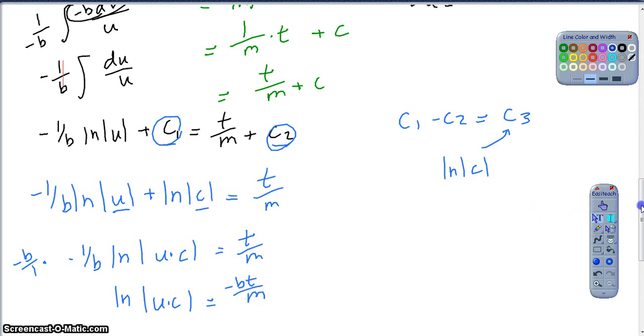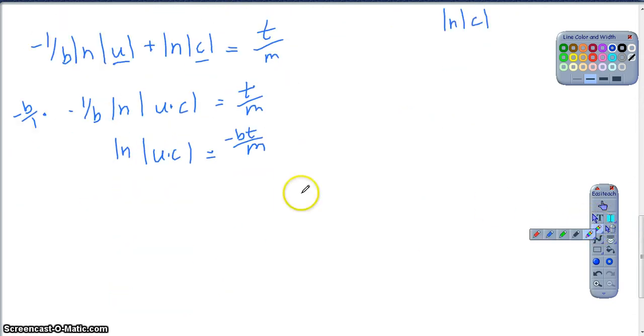And then because I want to actually solve this, again, I'll substitute my u back in just a moment, but to get rid of the ln function, I'm going to exponentiate both sides with the base of e. So I'm going to take both sides as the base e because that undoes my ln function. So now I have u times some constant equals e to the negative bt all over m.